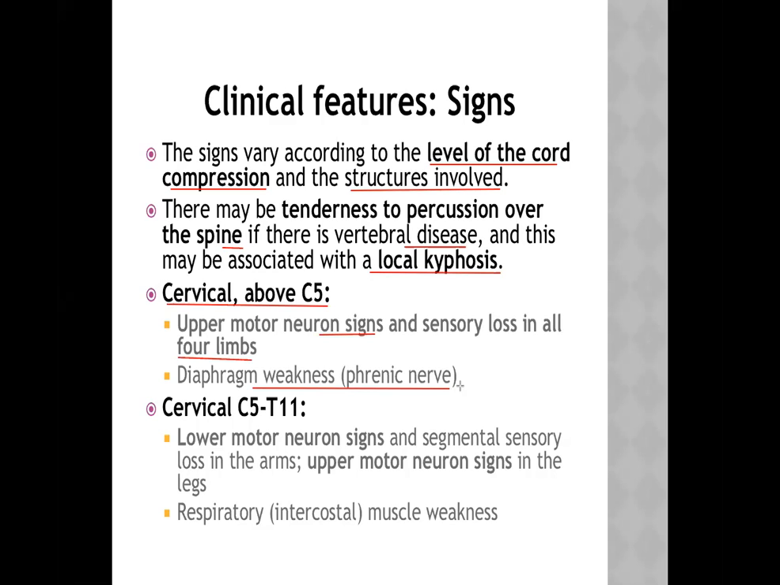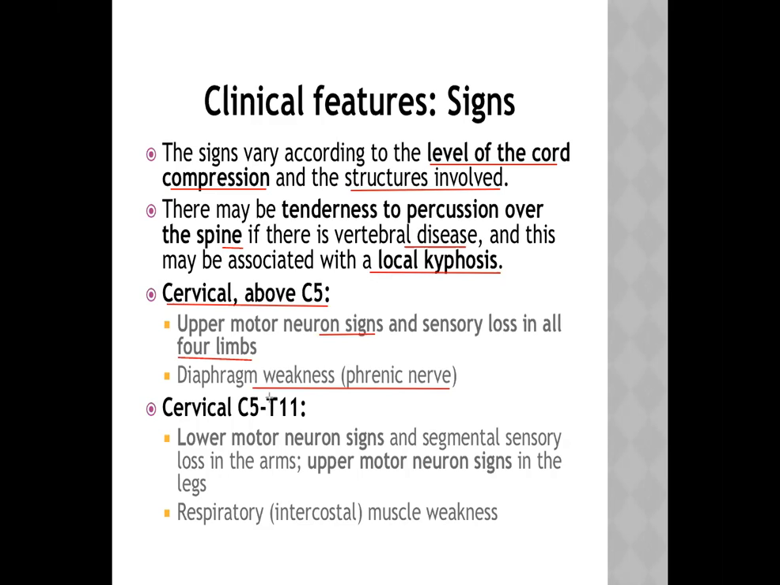That's why there is diaphragm weakness, and this patient will probably land in the intensive care unit because of inability to breathe, needing a mechanical ventilator. Otherwise, this patient will die. That is the importance of diaphragm weakness or paralysis. Upper motor neuron signs will appear in all four limbs, and sensory loss is also present in all four limbs. So this is a very serious type of spinal cord injury.